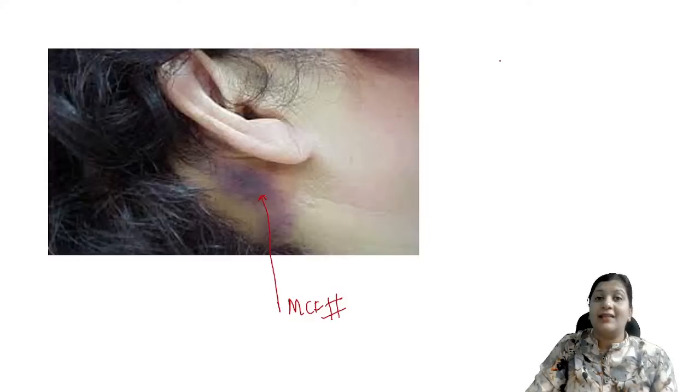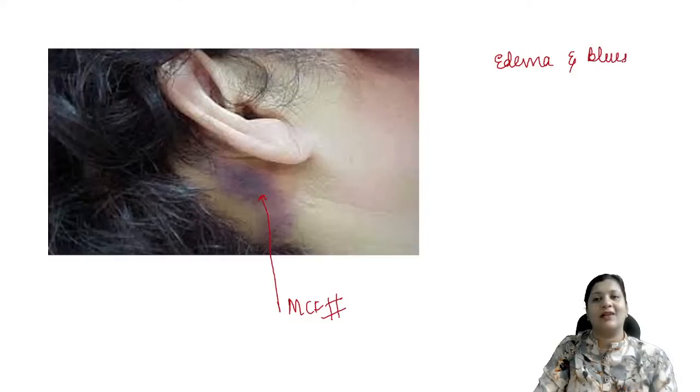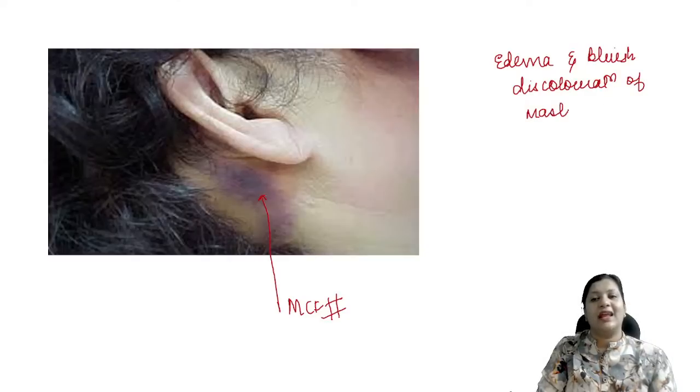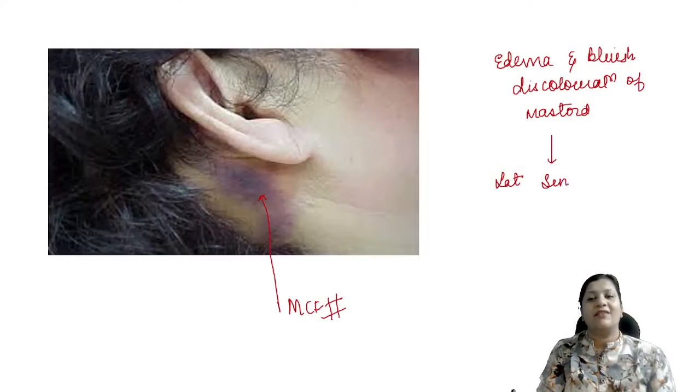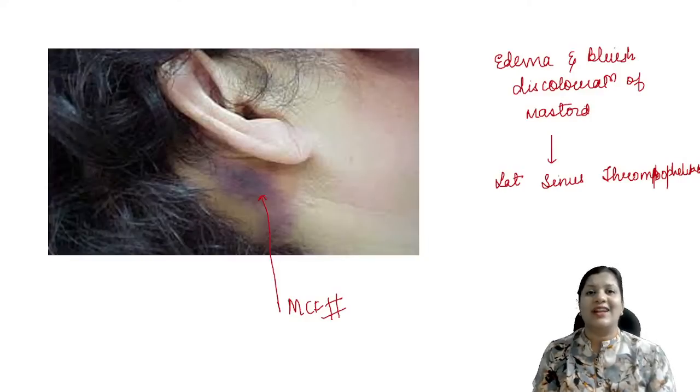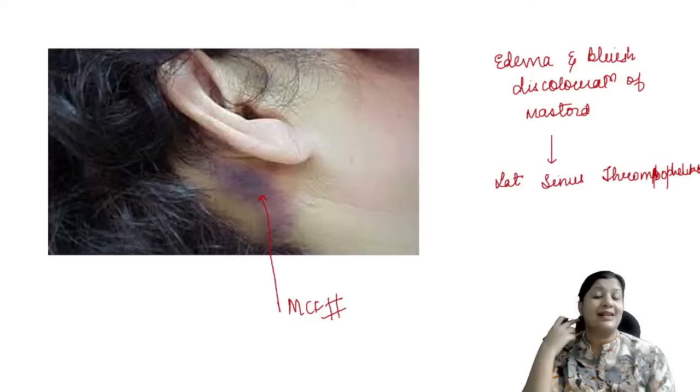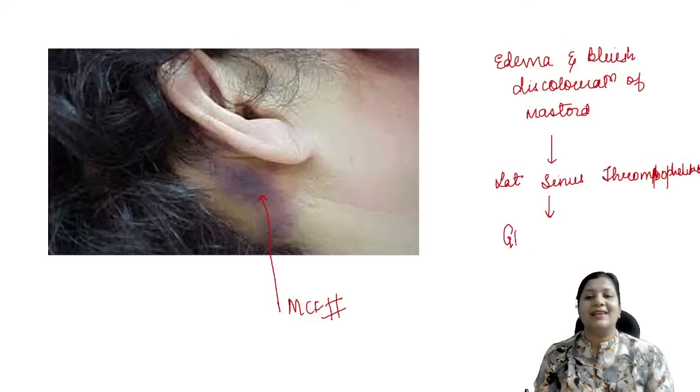Now, there is another condition where you see edema and bluish discoloration of the mastoid, which happens as a complication of CSOM, which is seen in lateral sinus thrombophlebitis. So whenever there is a sigmoid sinus thrombosis or lateral sinus thrombophlebitis, what will happen? There is obstruction to the drainage of the mastoid emissary veins, and as a result there is edema and bluish discoloration of the mastoid, and that sign is called Griesinger's sign.